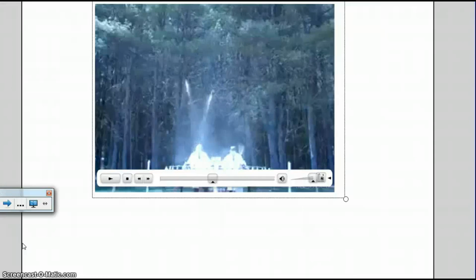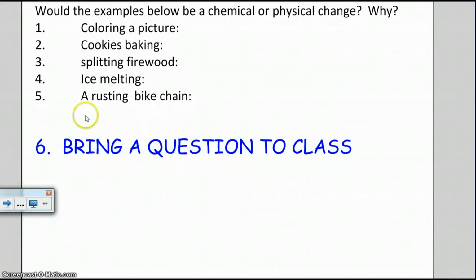Okay, so this happens to be a physical change. Nothing new is being made. Although it looks cool, nothing new is being made. Okay, physical change for Diet Coke and Mentos.